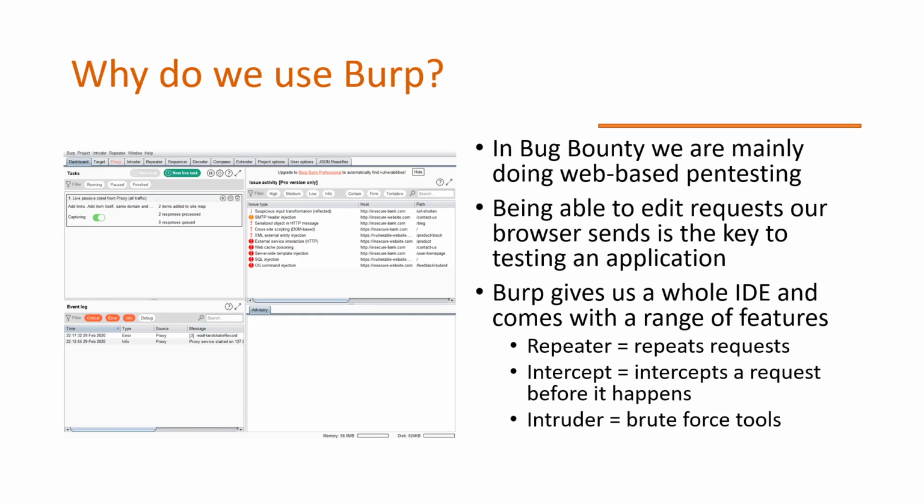So the three core features we have: Repeater, that repeats a request, Intercept, which intercepts a request before it happens, and Intruder, which is a brute forcing tool. And really, when you're a beginner, these are the three parts of Burp you're probably going to be using all of the time. So it's really important to become really familiar with Burp and kind of internalize what it does.